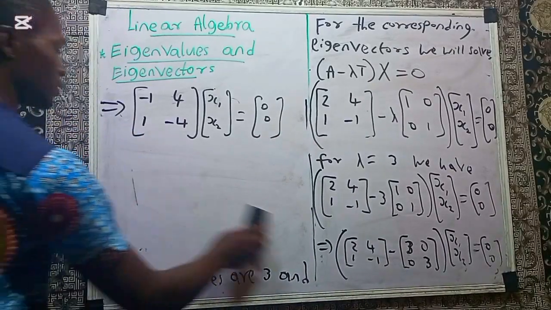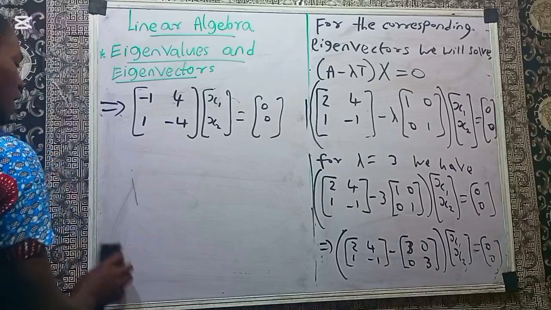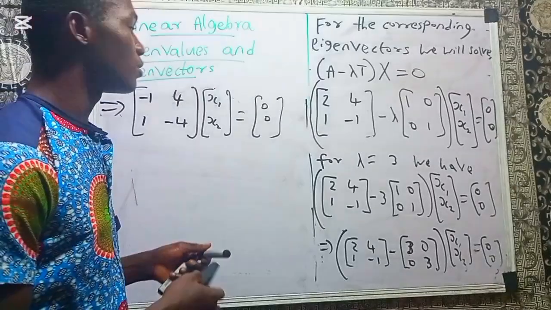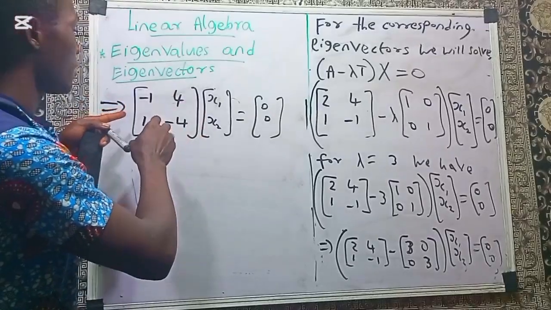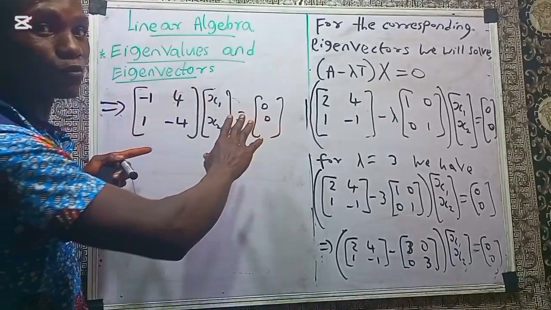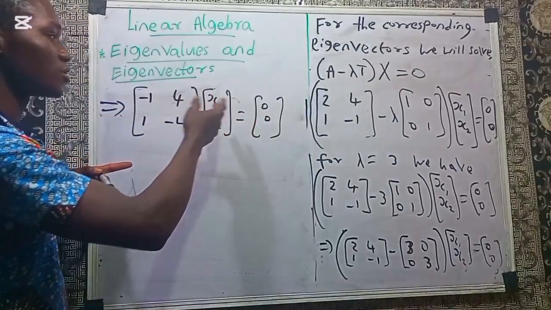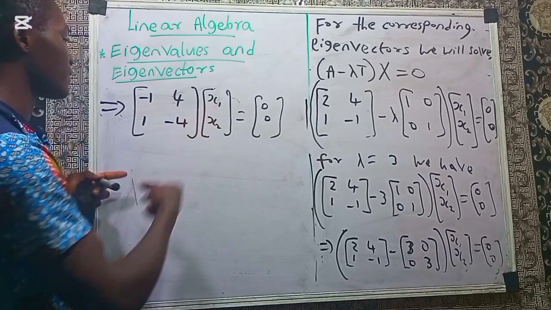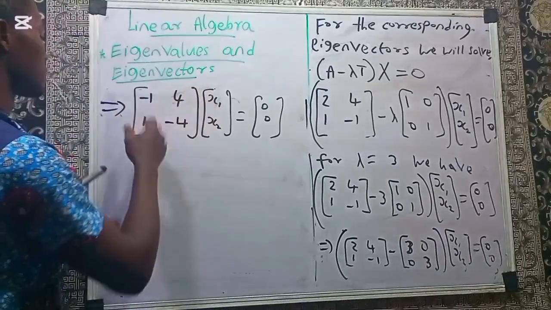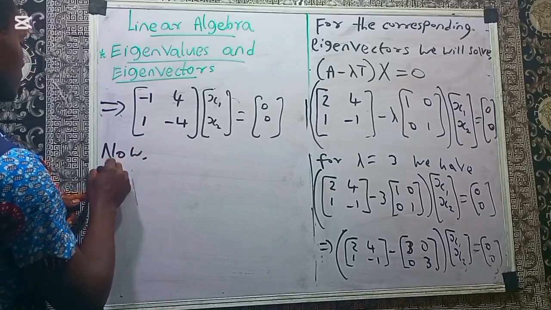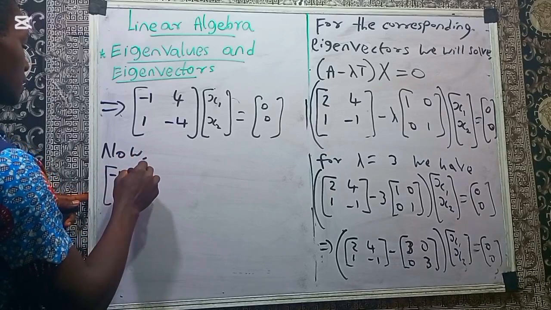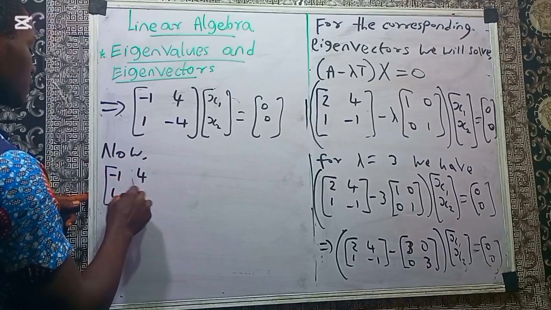So the next thing is to see how we can solve this equation. Before we solve it, we need to reduce this matrix, right? Solving the equation is just getting these entries x1 and x2. But we need to reduce this matrix first using a row operation. Now let's write down the matrix and reduce it.